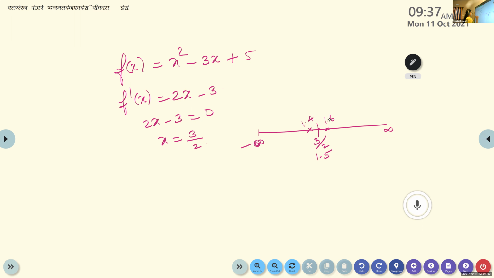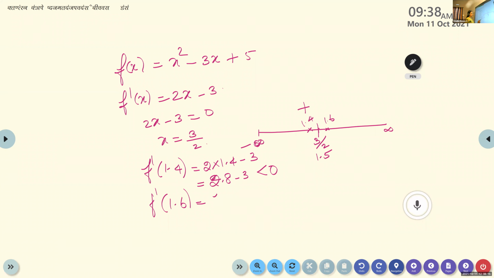Now look at the sign. What is f dash of 1.4? Is it positive or negative? That is what we want. 2 into 1.4 minus 3. Is it positive or negative? It is negative. Now take the next value. What is f dash of 1.6? 2 into 1.6 minus 3. What will you get here? 3.2 minus 3, which is positive. So the sign of f dash of x changes from negative to positive.